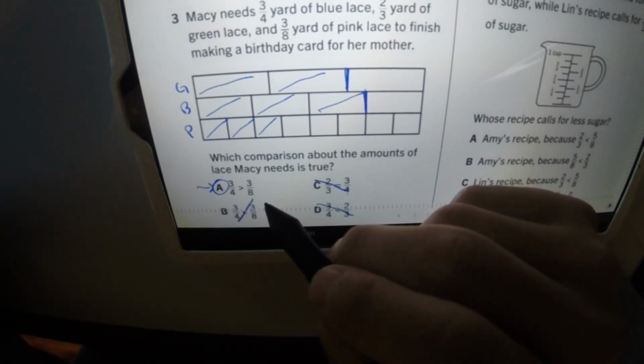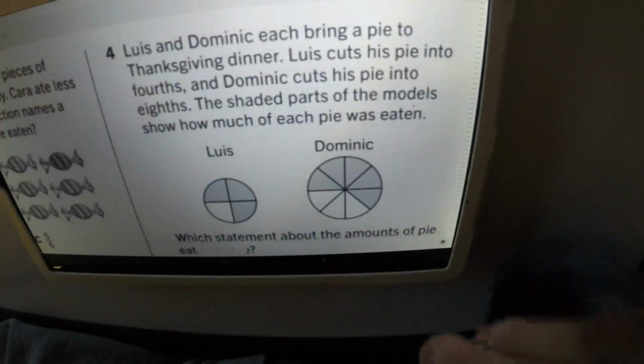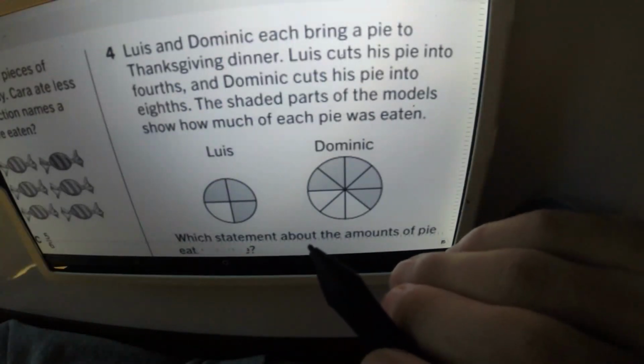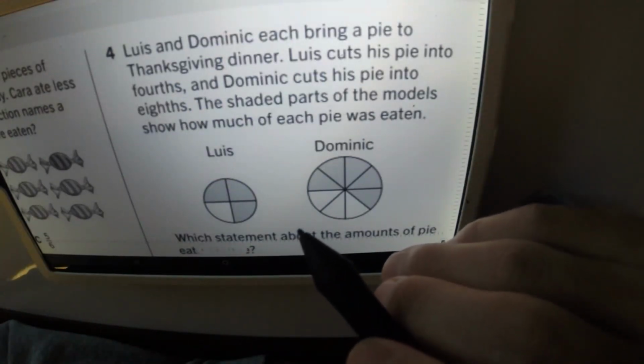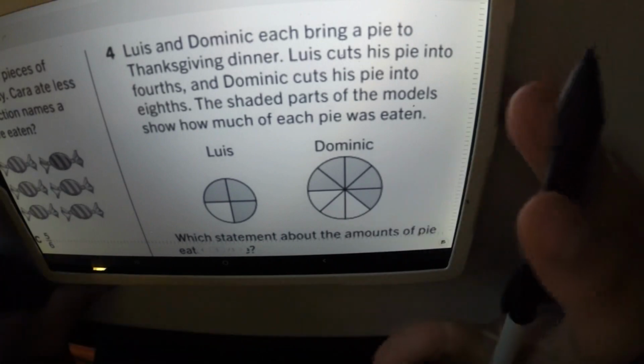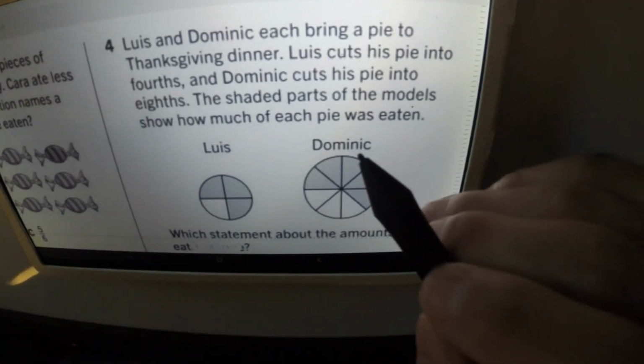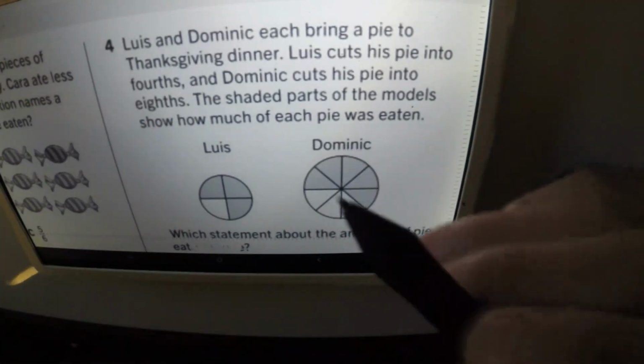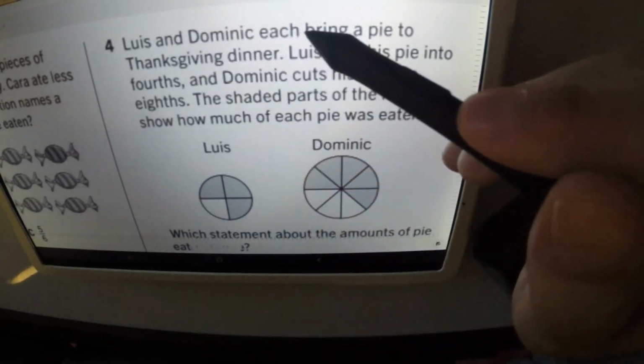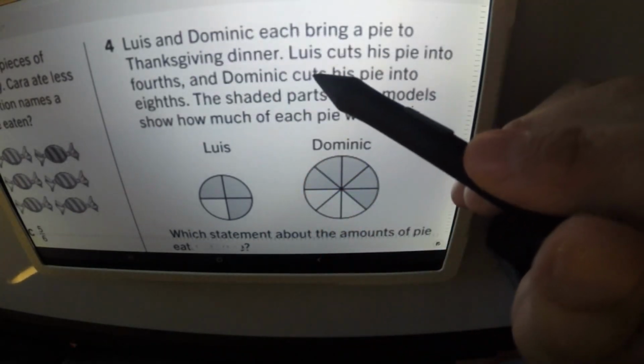All right. If you need to review this, please review. Okay, on to number 4. Now, this is admittedly a little confusing because they throw in some information that is not definitive. It's not absolutely certain. But we'll work with it. Luis and Dominic each bring a pie to Thanksgiving dinner.